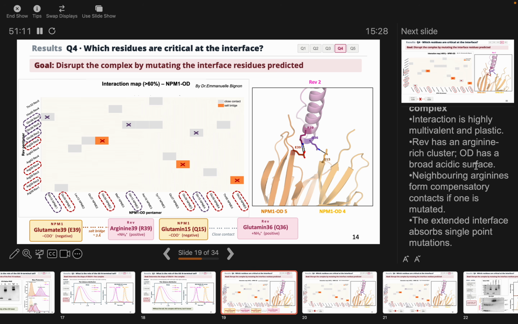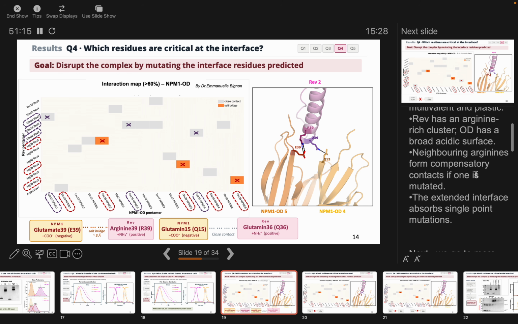So where is the arginine-rich motif located on Rap? I just showed it here, but it's around here. Yeah, it's on this alpha helix.